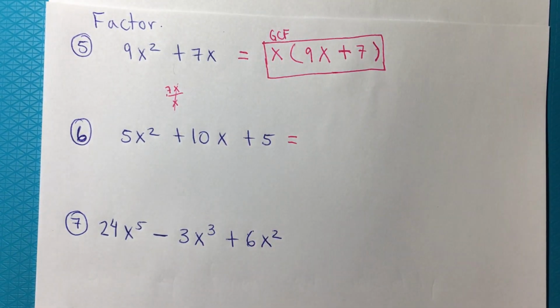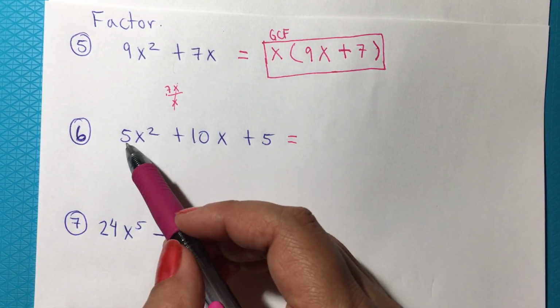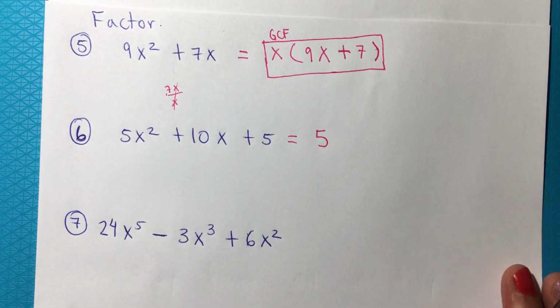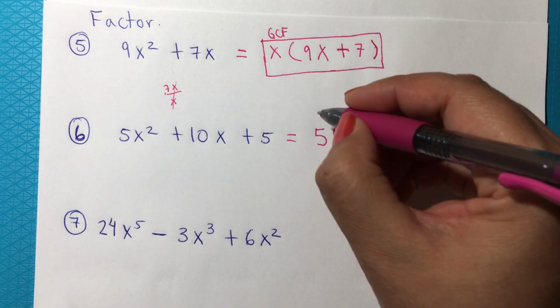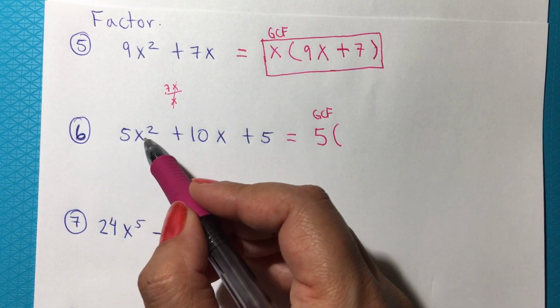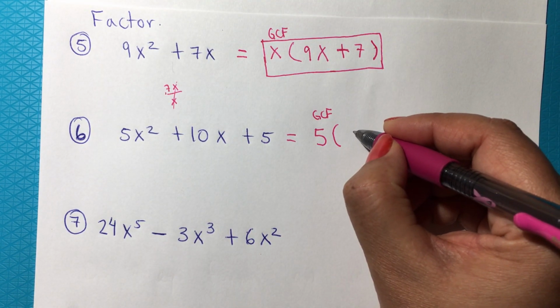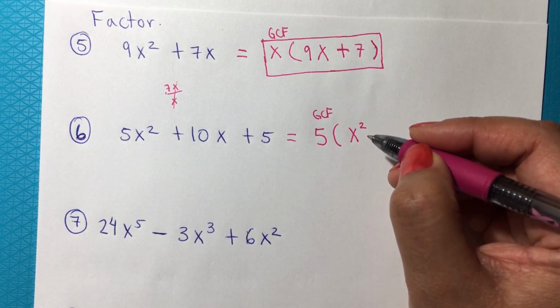For the next one, what number goes into all 3 terms? Oh, 5 is the biggest number that can go into all 3 terms. Do we have x on all of them? No, so that's all for the GCF. And then we start dividing. 5x squared divided by 5. 5 divided by 5 is 1. 1x squared, but we don't need to put the 1 as a coefficient.